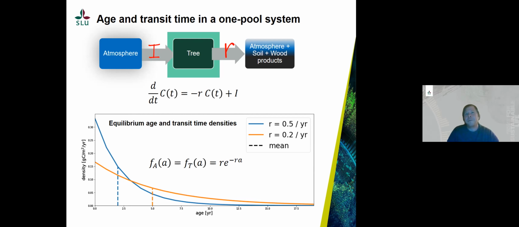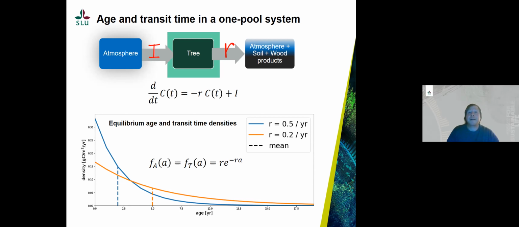An important point for this one pool system is that age and transit time are actually identical. Recall that the transit time is the age of carbon at the moment of exit. And in a one pool system, everything has to exit from the same pool. So necessarily age and transit time must be the same in a one pool system.